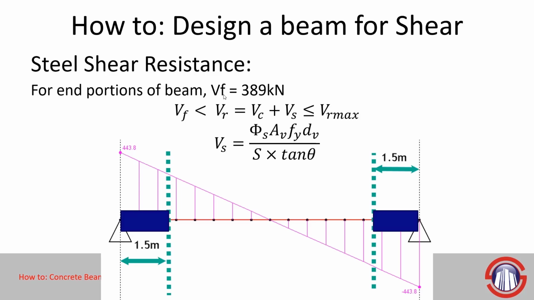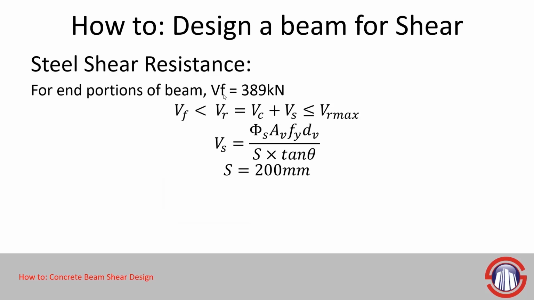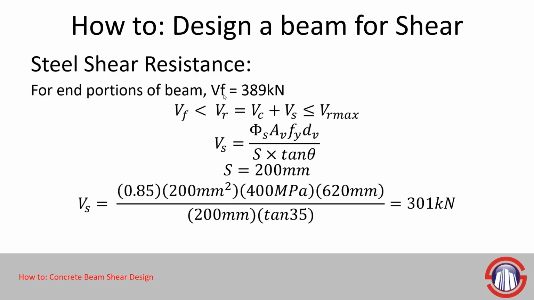So we can use this formula to calculate our steel shear capacity. Knowing that we have a spacing of 200 millimeters for our stirrups, which I referred to earlier within the previous S-line demonstration, we can calculate that the steel contribution to our shear capacity is 301 kilonewtons. And if we add our shear from steel and concrete, we find that our shear capacity equals 459 kilonewtons, which matches what we calculated with S-line.